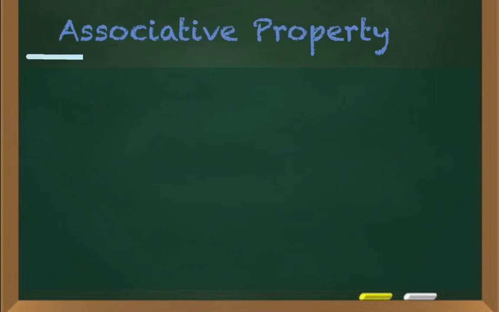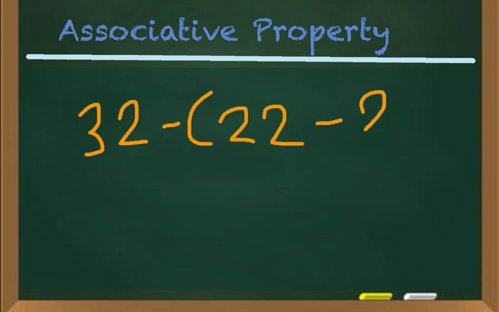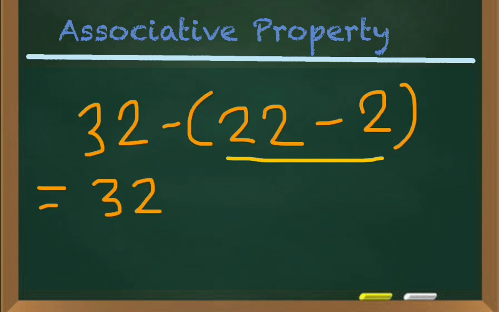Associative property. Now for example, we have to subtract 32 from 22 minus 2. Now first we will solve the brackets, that is 22 subtracted by 2. Now 32 subtracted by 20 gives 12 as the correct answer.